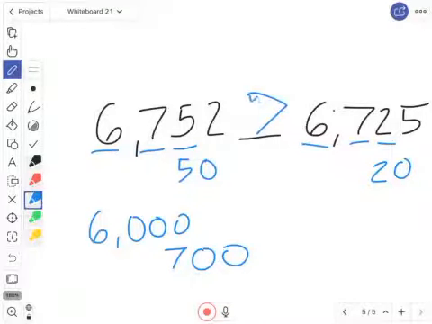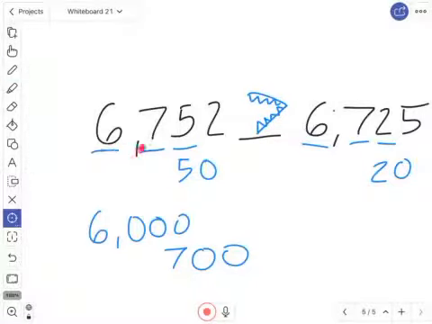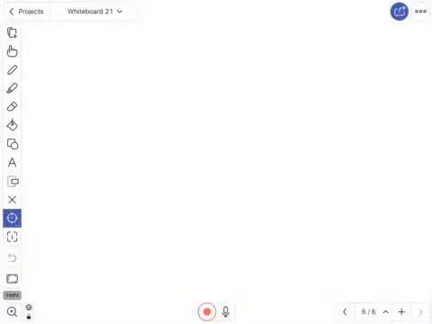Basically, I always like to think about it like a big alligator or some kind of monster. It wants to eat the larger number. But the way that you really read this is 6,752 is greater than 6,725. So that's for the first problem.